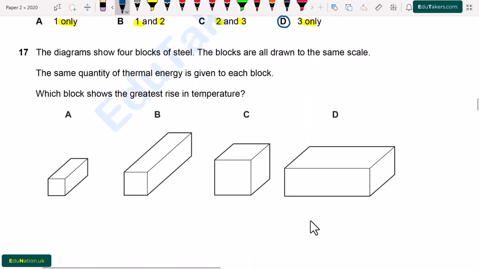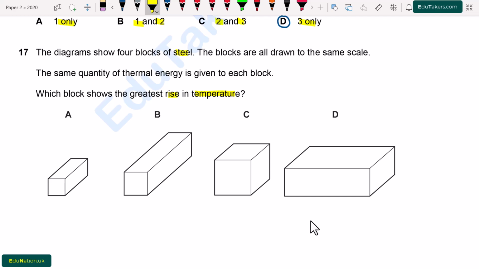Question number 17. The diagram shows 4 blocks of steel. The blocks are all drawn to the same scale. The same quantity of thermal energy is given to each block. Which block shows the greatest rise in temperature?